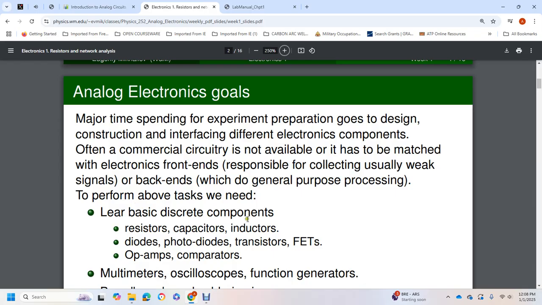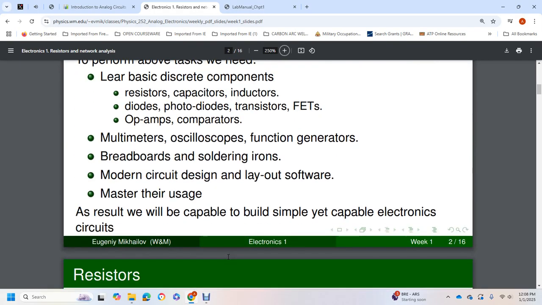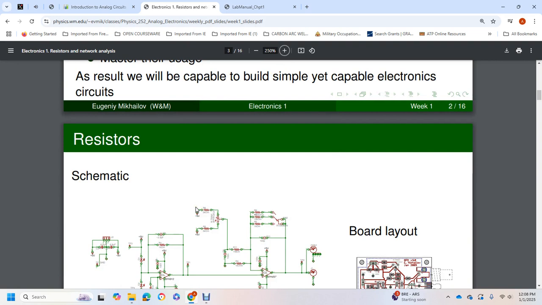Learn basic discrete components: resistors, capacitors, inductors, diodes, photodiodes, transistors, field effect transistors, operational amplifiers, comparators, multimeters, oscilloscopes, function generators, breadboards and soldering irons, and modern circuit design layout software. Master their usage. As a result, we will be capable of building simple yet capable electronic circuits.